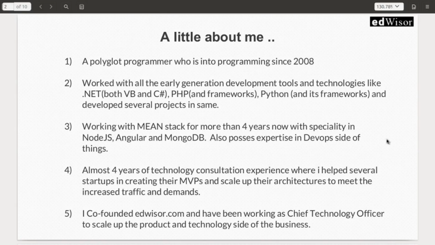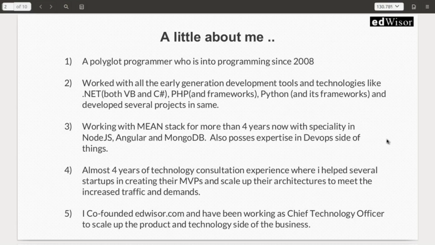Before we start with the actual topic, I would like to tell you a little about me. I am a polyglot programmer who has been programming since 2008. I have worked with the early generation of languages like C, C++, etc., and with all the early generation development tools and technologies like .NET in both VB and C Sharp, including its frameworks like ASP.NET, Windows Form, WPF, Silverlight, and whatnot, and also PHP and its frameworks like Symfony, Laravel, and Cake PHP, to recall some of them, and Python and its framework like Django, and I've developed several projects in the same.